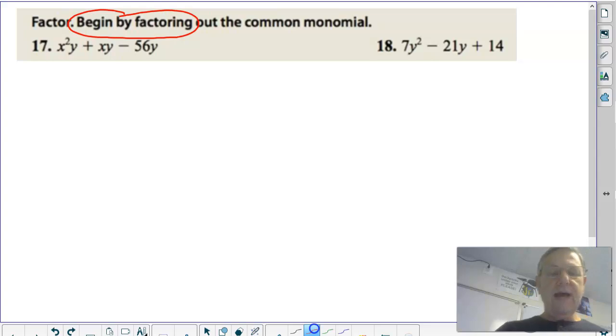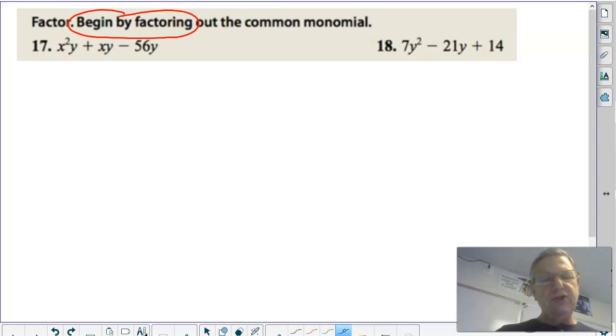Did you guys even read that? Begin by factoring out the common monomial. Remember, factor out common factors first. So watch, this is what I should have seen on your paper. And if I didn't, I'm not sure where you're getting the answer to these. Maybe off the internet, maybe off the odds in the back of the book.